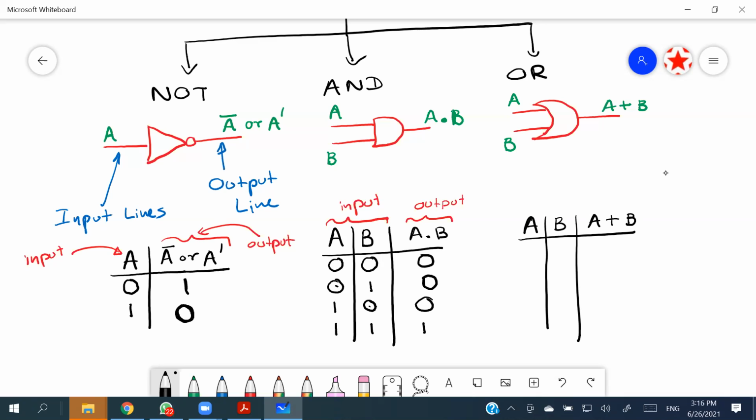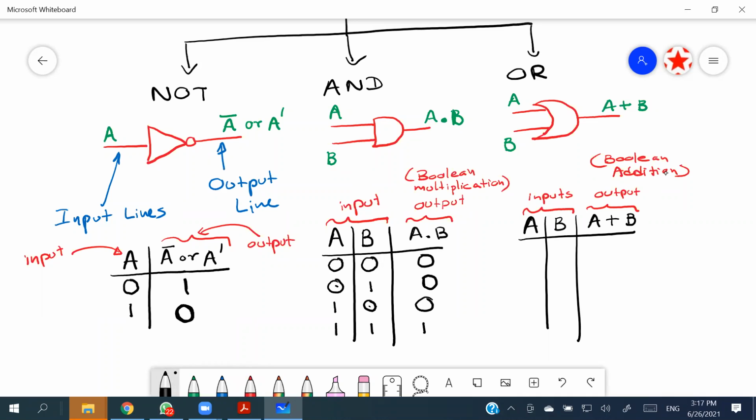In the truth table of the AND gate, I'll write this word called Boolean multiplication. As previously, these will be the inputs, this is the output, and this is called Boolean addition.